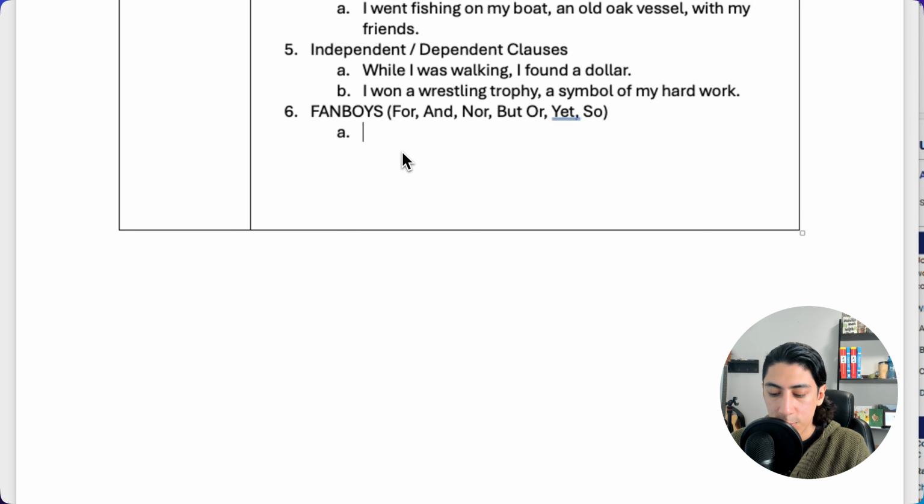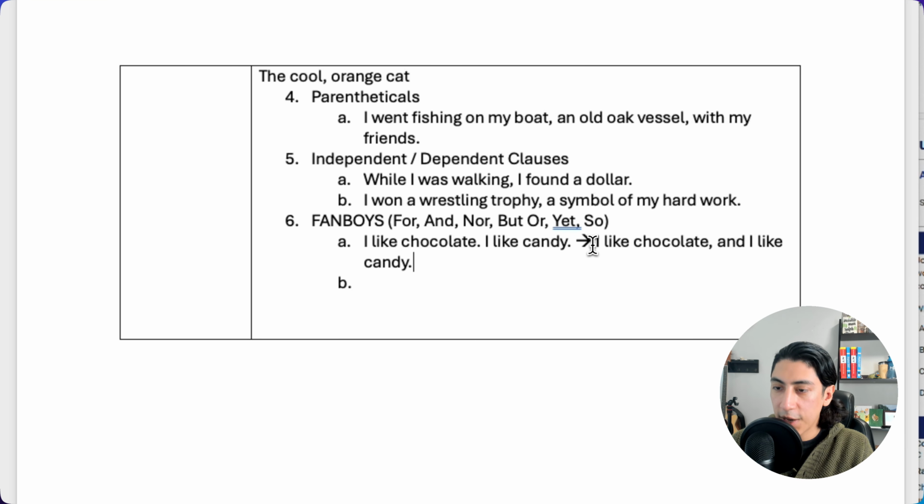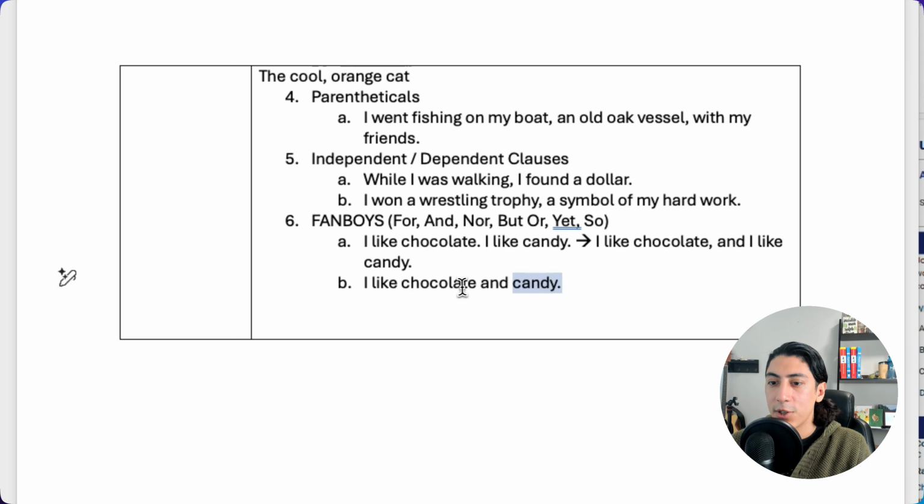So for example, if I had two sentences like this, very simple, but just to show you, if I had two sentences, I like chocolate, I like candy, I can combine this with fanboys. I can change this to I like chocolate, and I like candy, but I need to have that comma and. And I just want to show you one last thing. Of course, I can combine this a little differently. I can combine it like this. I like chocolate and candy. However, if I do that, if you notice, it's no longer two sentences anymore. What comes after this and is not a full sentence, so I actually don't need the comma in order to use the and anymore. In this case here, I like chocolate and I like candy. This is two sentences, so I need to use that comma and for it to work.